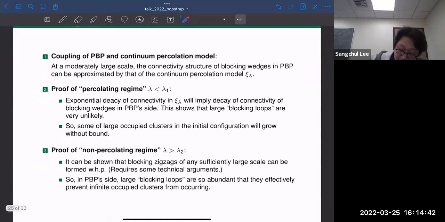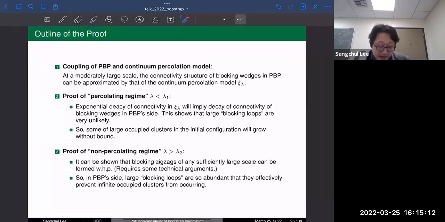On the other hand, in the case where lambda is greater than lambda 2, so that we're in the long range regime, building up a very long blocking zigzag, and therefore many blocking structures, is very cheap. So we can effectively shield any possible critical droplet from growing outside. That's why in this regime we don't expect the infinite occupied cluster to occur in the end. So that's a very loose sketch of the proof.